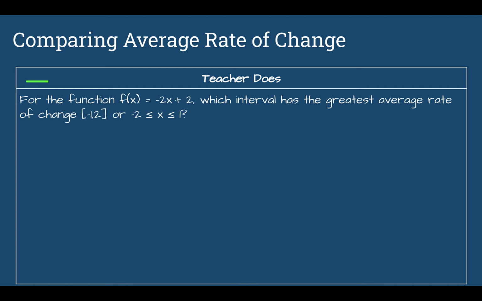Now it's your turn one last time. Pause the video. See if you can figure out which has the greatest average rate of change for the two intervals for the function -2x + 2. Let's check. You should have found that they are the same. They both have an average rate of change of -2.